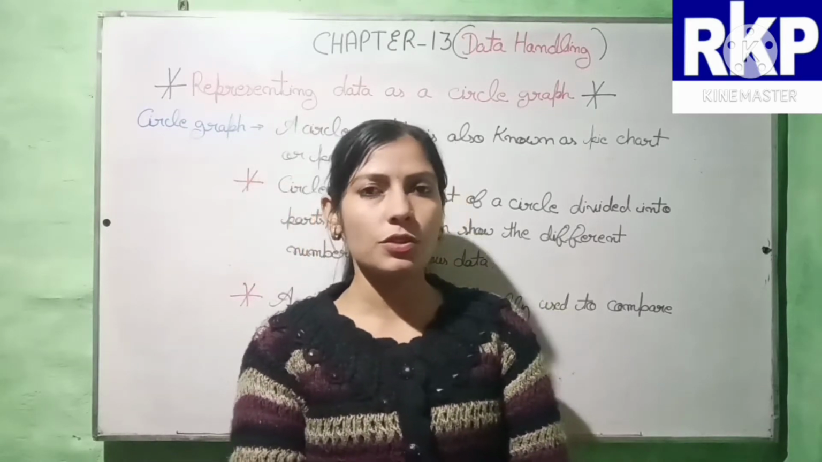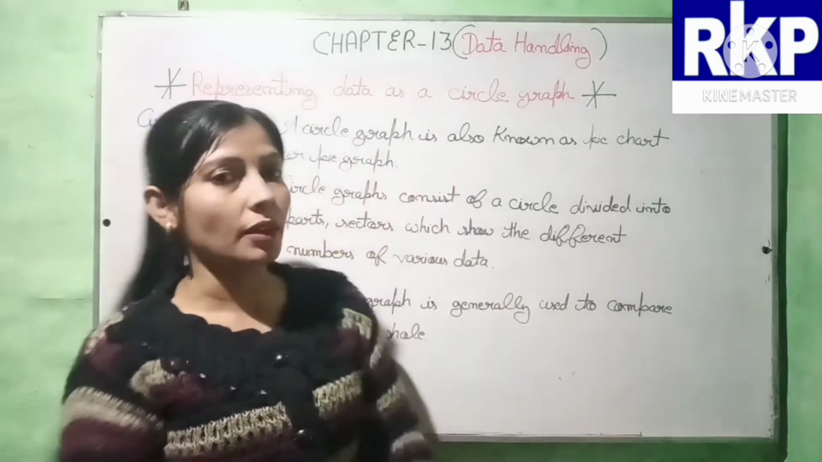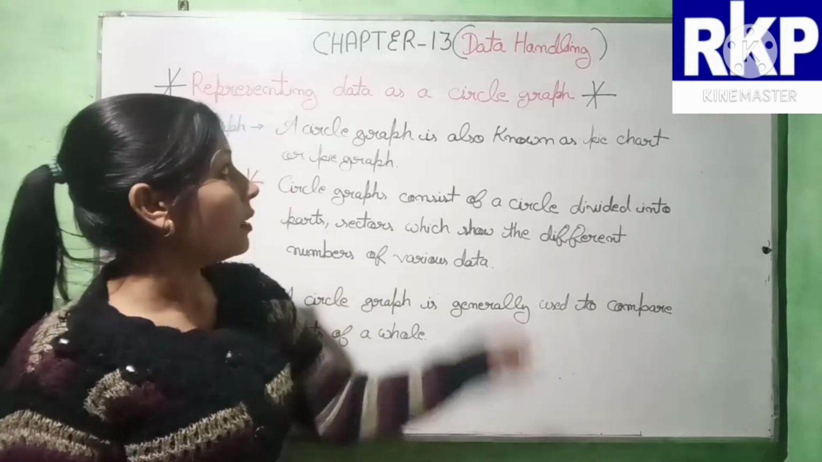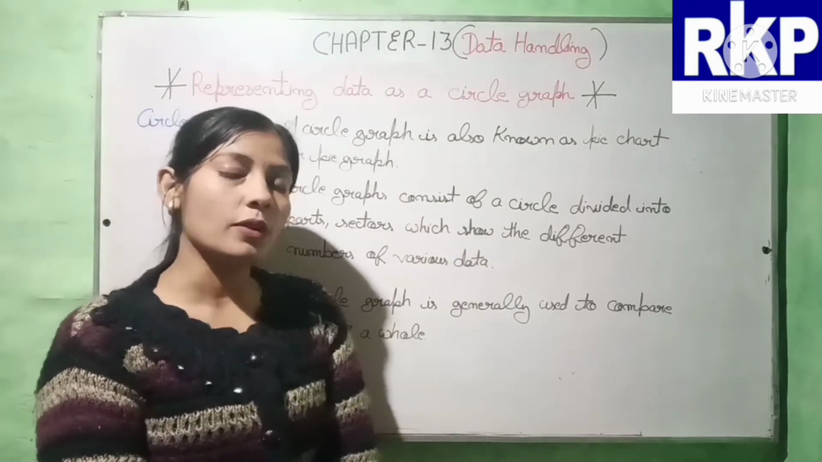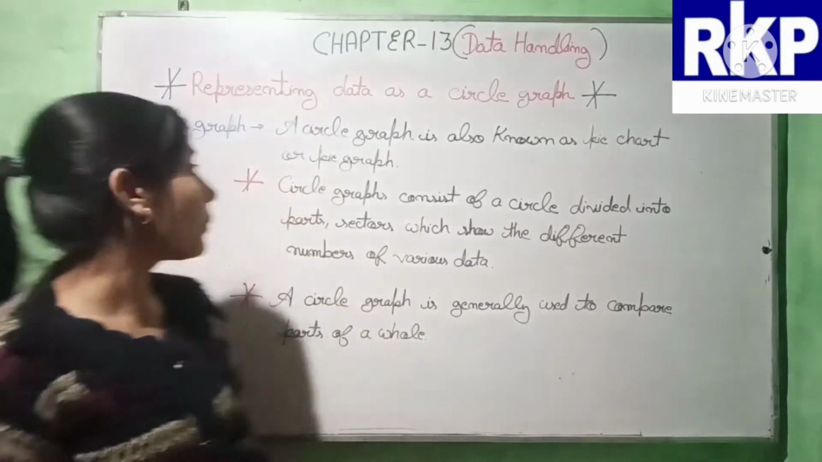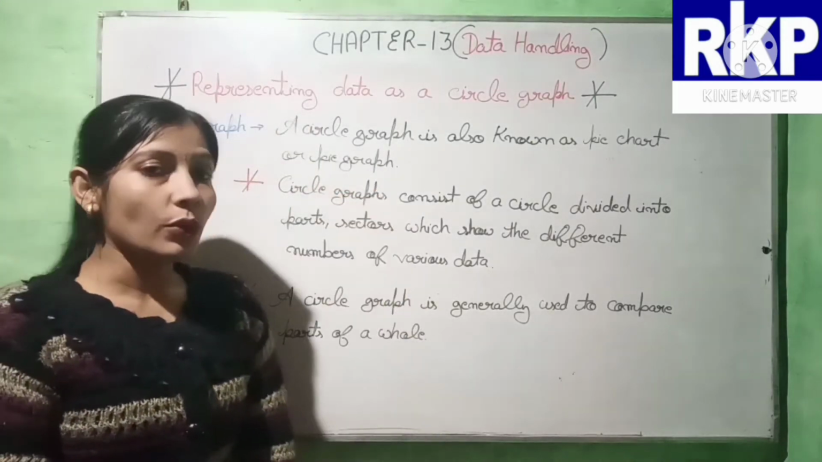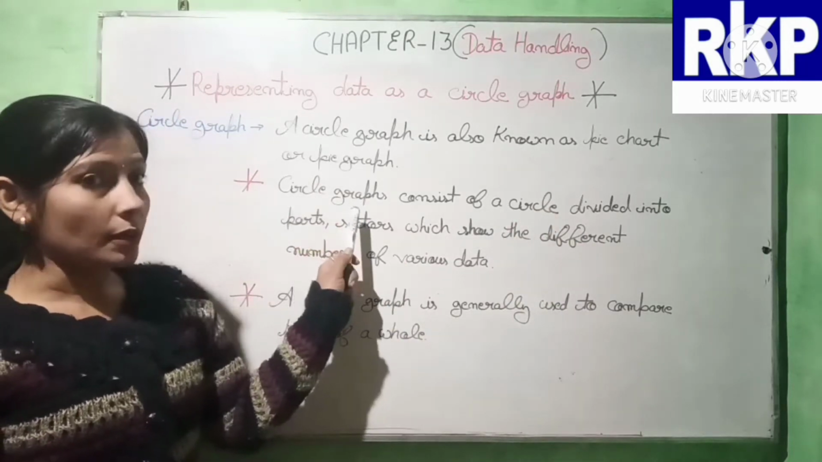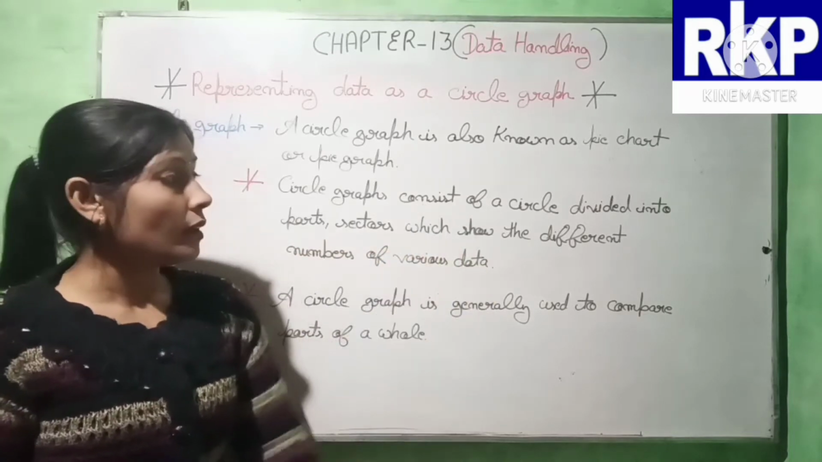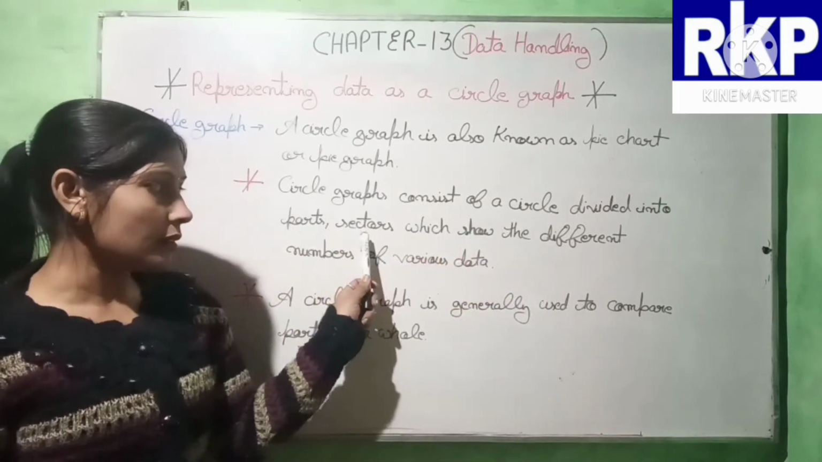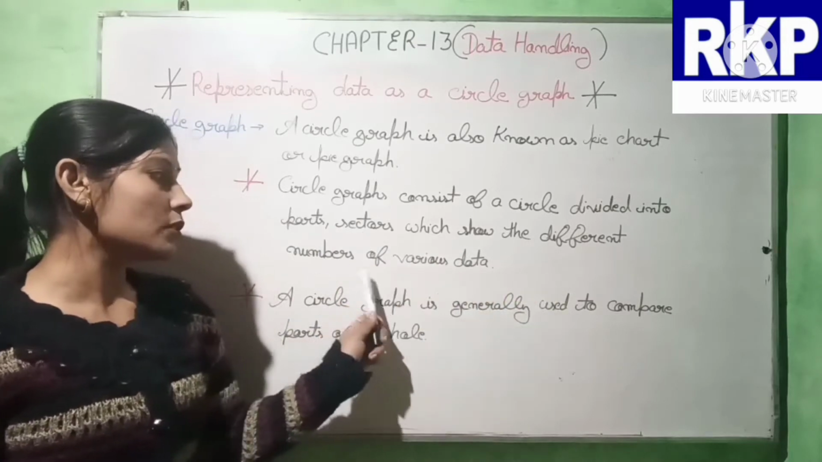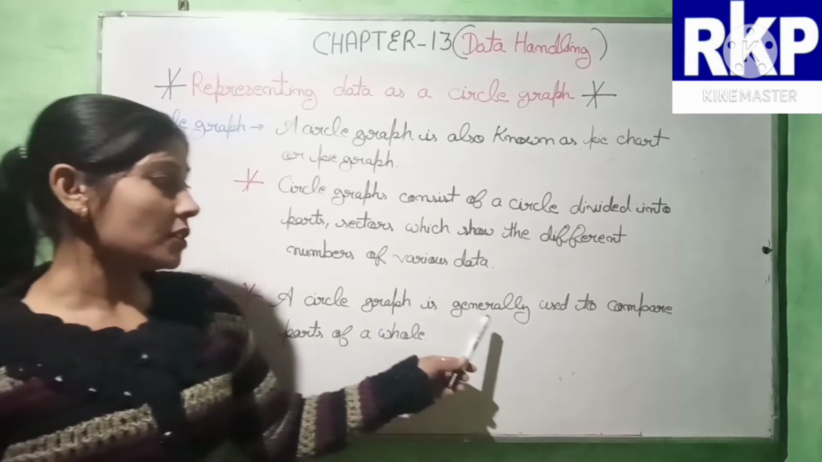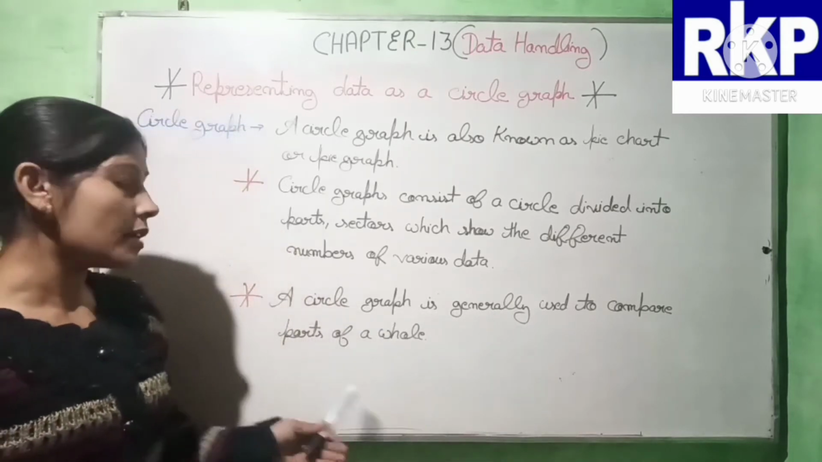Students, today we are going to start one new topic of chapter 13. Today we will discuss how we can represent the given data as a circle graph. First of all, let us see what a circle graph is. A circle graph is also known as a pie chart or pie graph. Circle graphs consist of a circle divided into parts, sectors, which show the different numbers of various data. And a circle graph is generally used to compare parts of a whole.